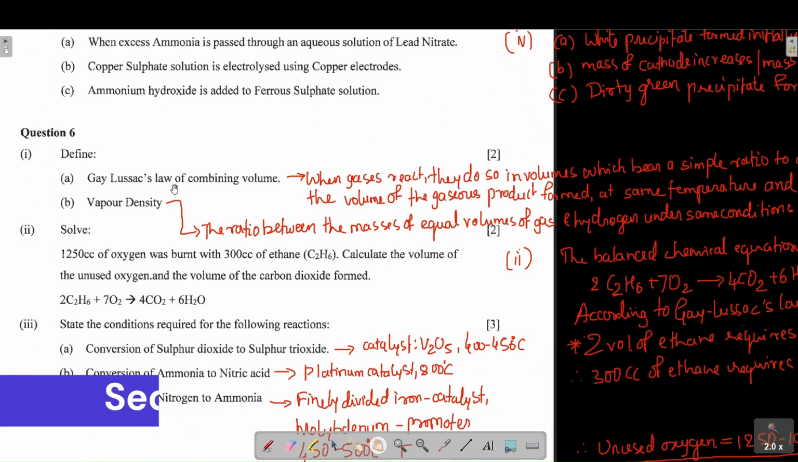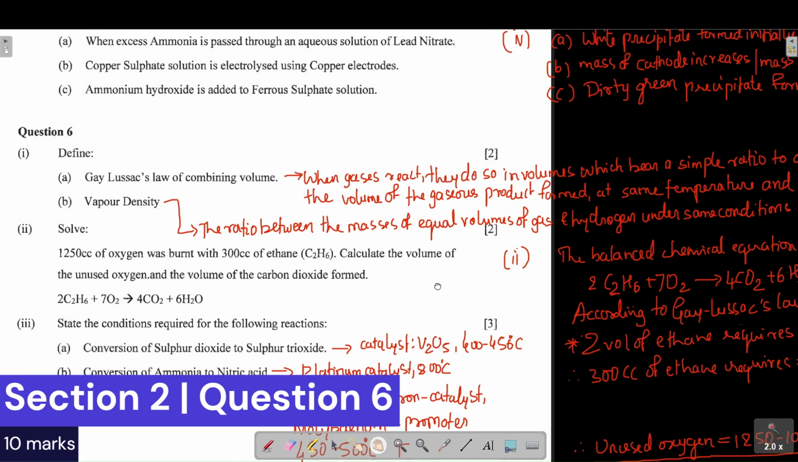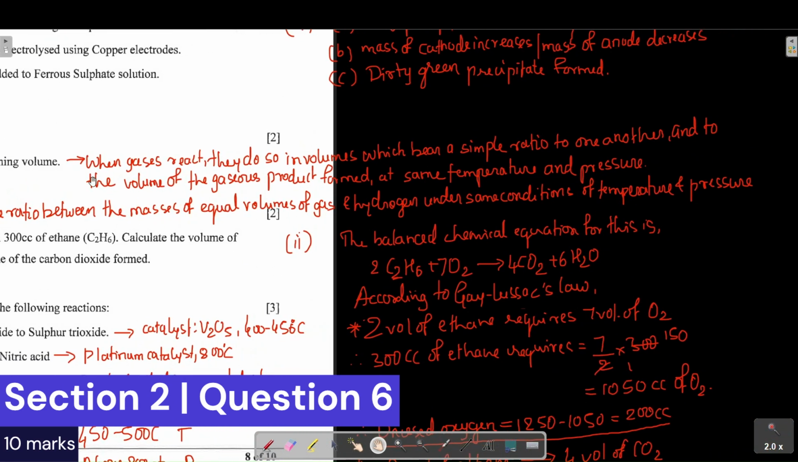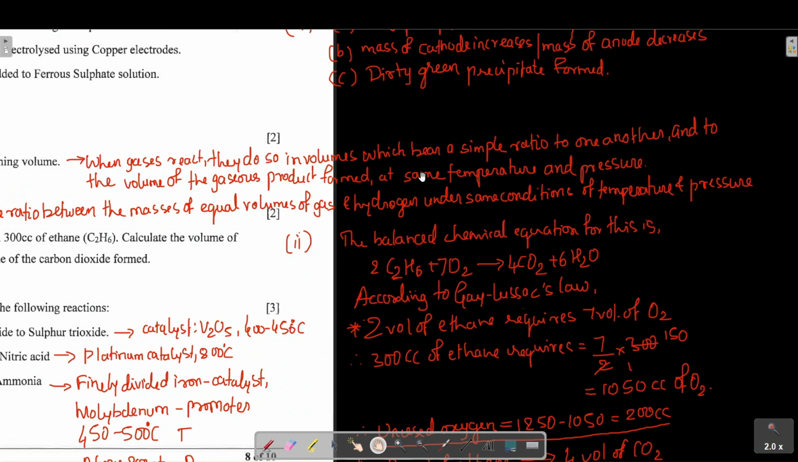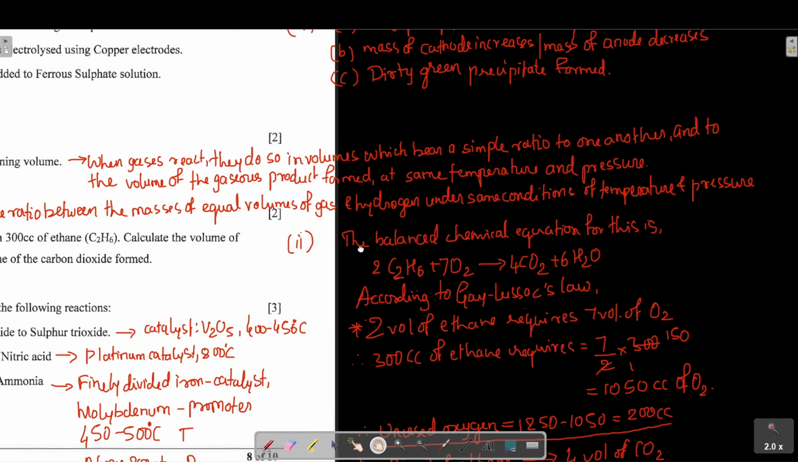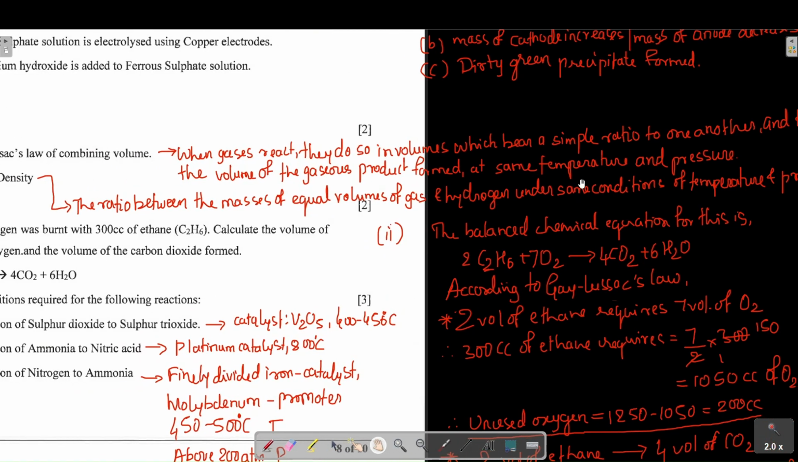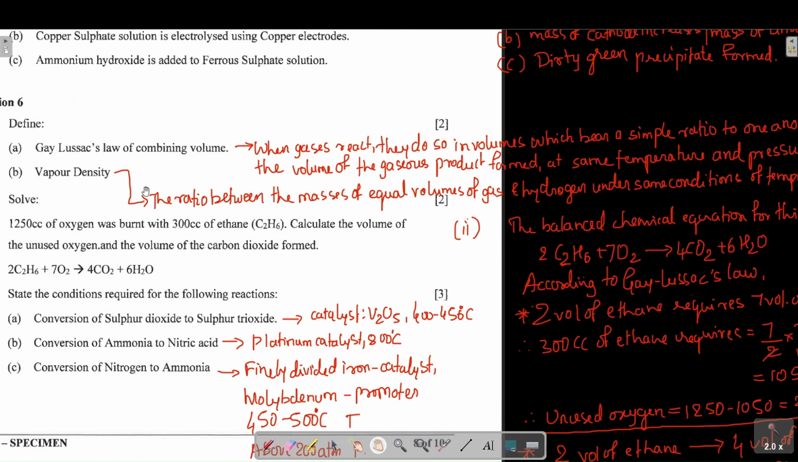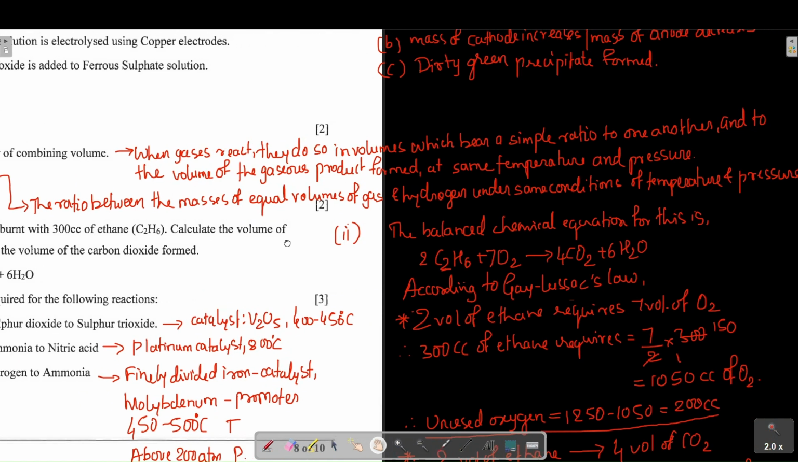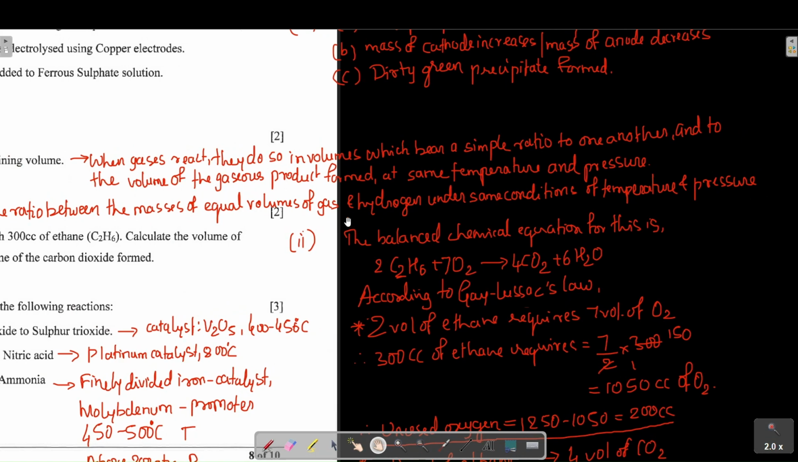Question number 6. Define. So definitions they have asked. Gay-Lussac's law of combining volumes. This you have to learn by heart. When gases react, they do so in volumes which bear a simple ratio to one another and to the volume of the gaseous product formed. All this happens at the same temperature and pressure. Conditions should be the same. If you write everything but don't write at same temperature and pressure, no marks. Vapor density. What is vapor density? Just told you previously. The ratio between the masses of equal volumes of gas and hydrogen under the same conditions of temperature and pressure. Again, conditions should be the same.